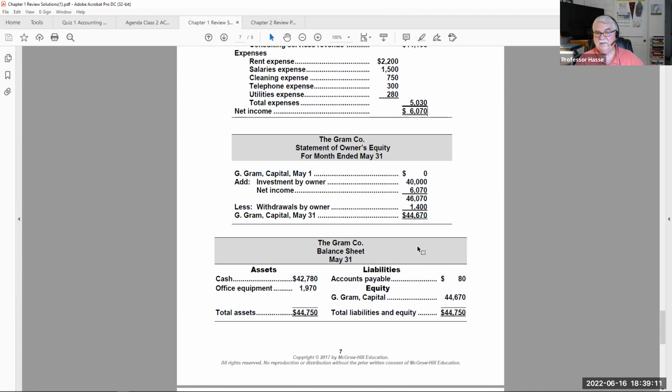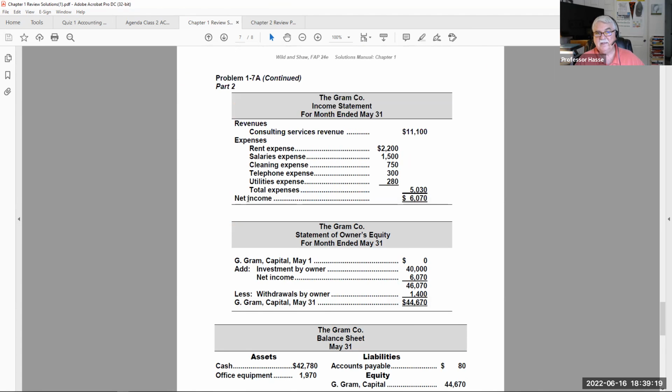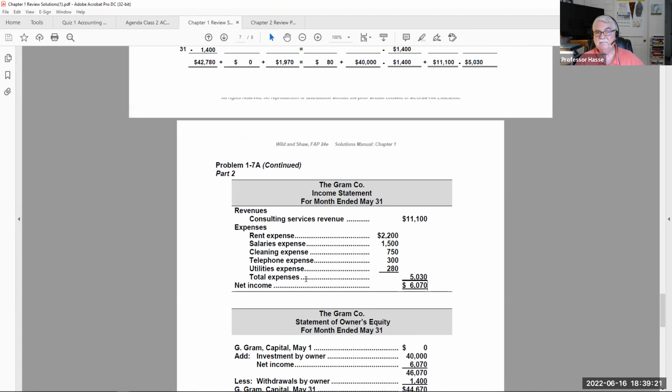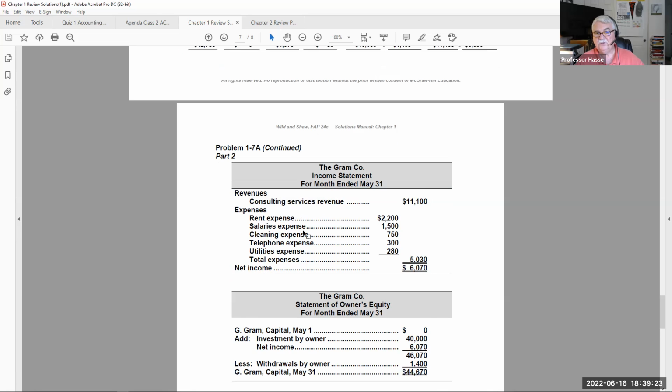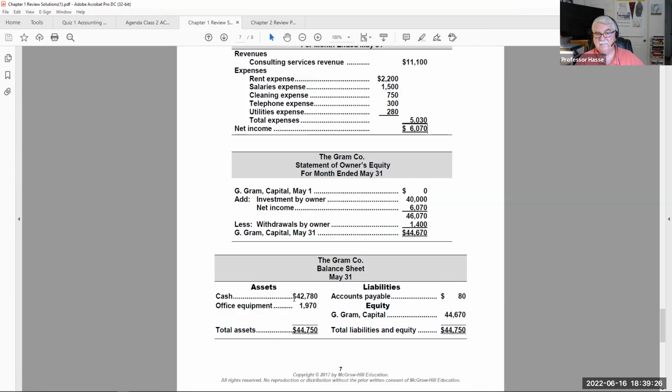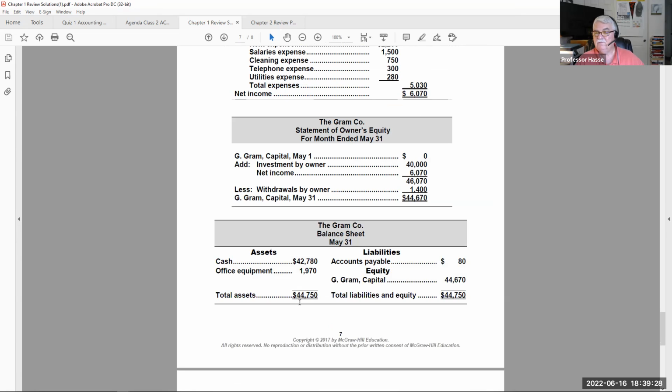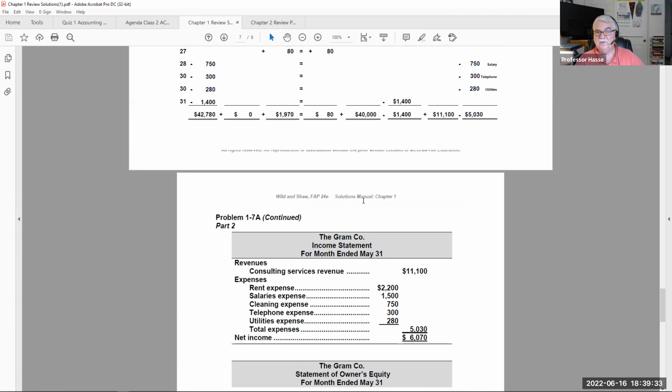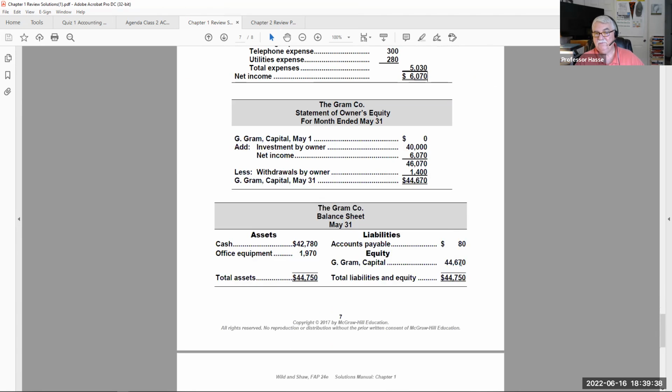And then this $44,670 is now part of the balance sheet, the equity balance of the company, where you have your assets: cash, $42,780, office furniture, $1,970. We have assets of $44,750. Our liabilities, what we owed, we still owe $80 accounts payable. And we have the $44,670 of equity. And golly gomer, it's balanced.